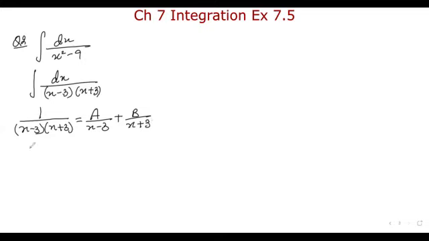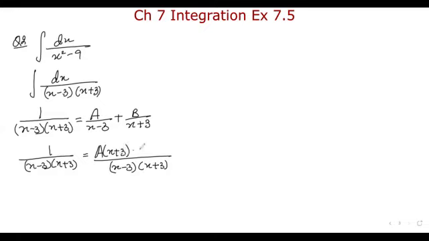Now on taking the LCM, this will be x minus 3 into x plus 3. This term will become as it is, and here the factors, x minus 3 into x plus 3. This value is a into x plus 3 plus b into x minus 3. Now this term and this term will cancel. So again the same thing, we have to find the value of x from here and from here. When I put x minus 3 equal to 0, I will get x equals 3. When I put x plus 3 equal to 0, I will get x equals minus 3.